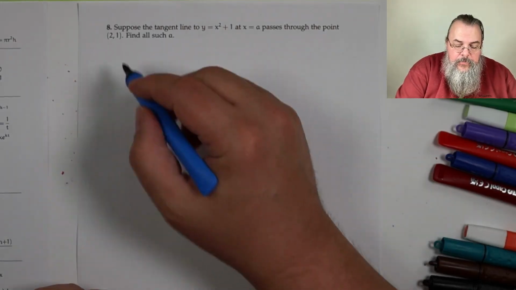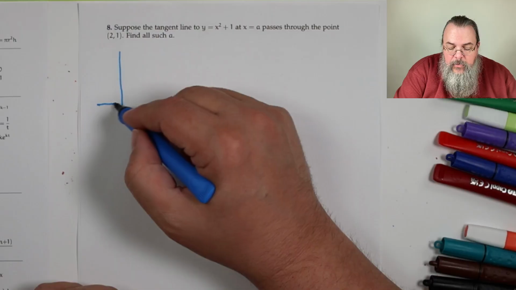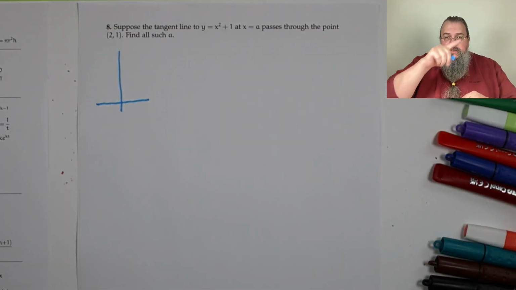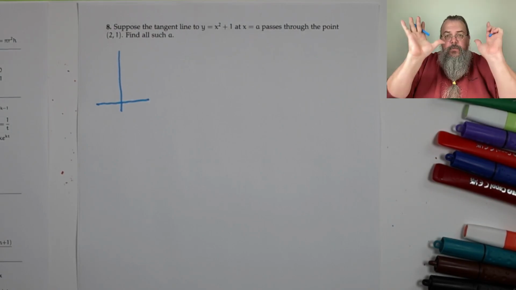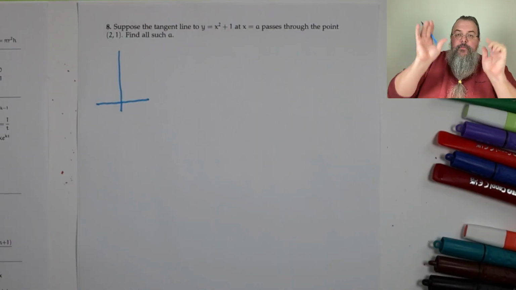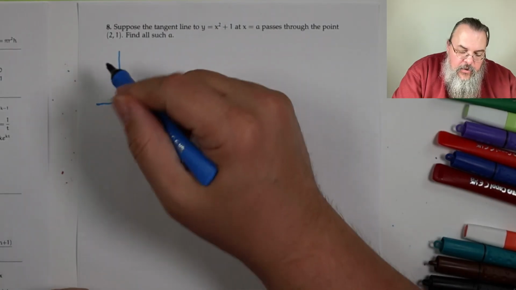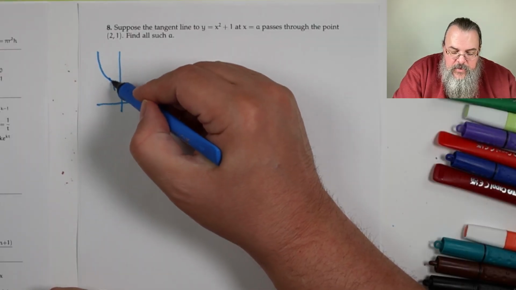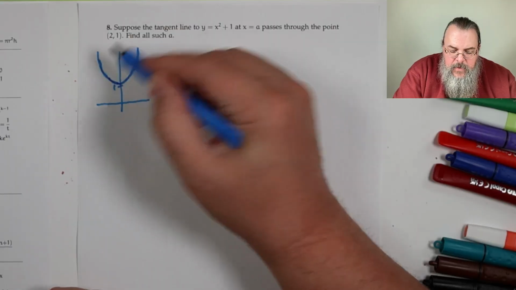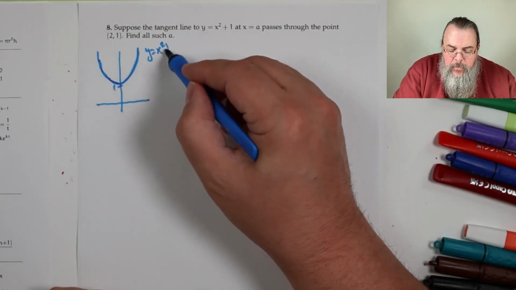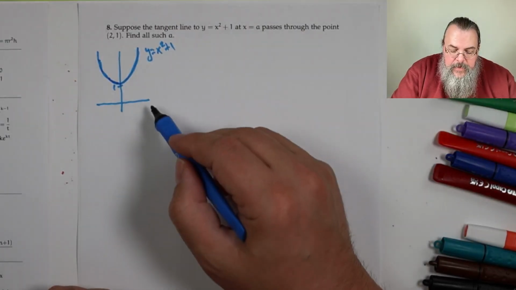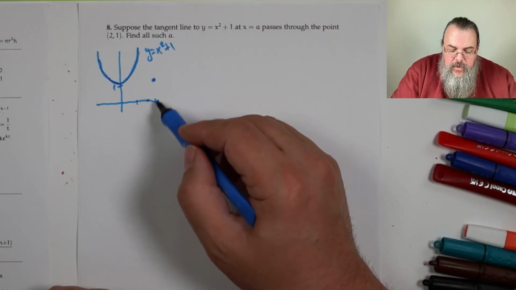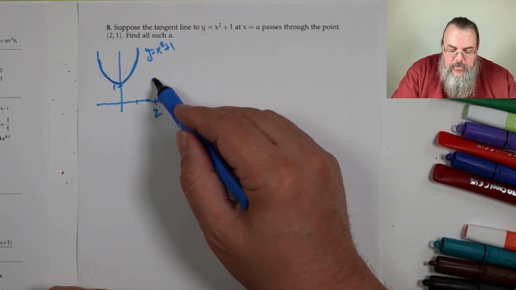What do we see? We have x squared plus 1. Now, that's actually not too hard to draw, because we know x squared is our generic parabola. The plus 1, we're going up, up, up with the parabola. Okay, so we're going to come up. So here's our parabola, y equals x squared plus 1. And then we have this point, (2, 1). And so here's our point at x equals 2, y equals 1.